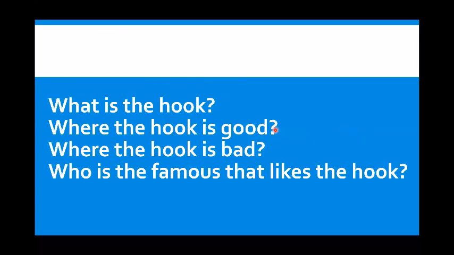So the question is, what is the hook, where is the hook good, and where is the hook bad? And it's just a funny question, who's making very famous hooks these days? If you want to answer, you can text me and I can unmute you, because I thought this is the best way to control the noise.